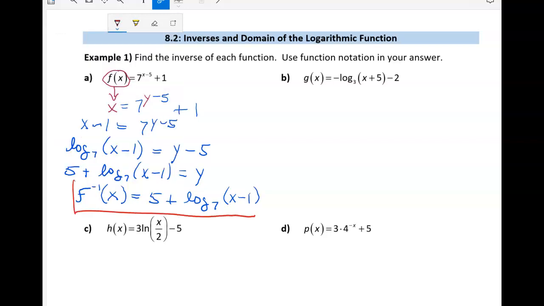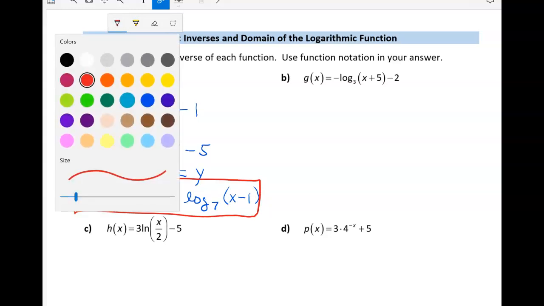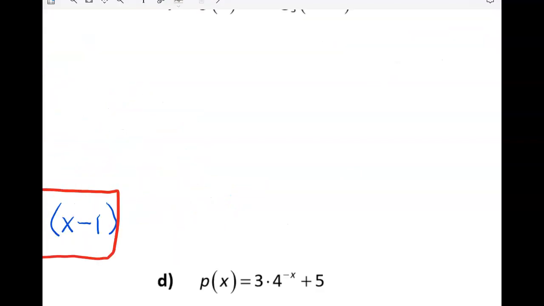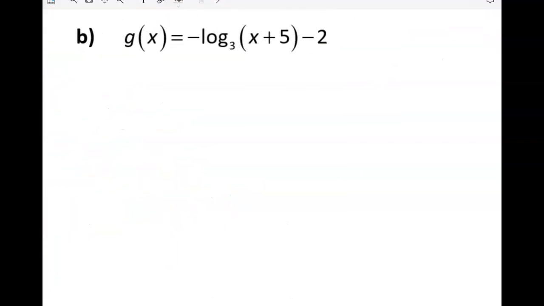All right, let's take a look at another where we're going to be finding the inverse of, this time, a logarithmic function. So let's zoom in on B here. So again, we're going to replace the g of x, which is the y variable, with x, and then bring down the rest of the equation, but replace the x variable with y.